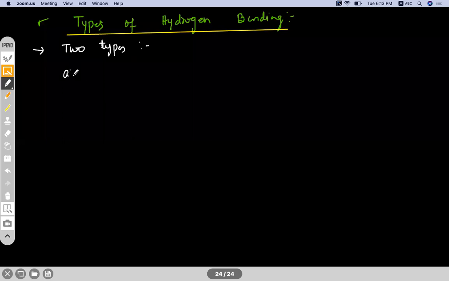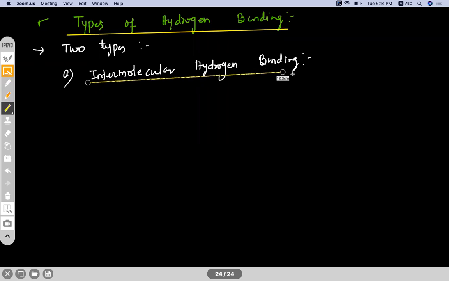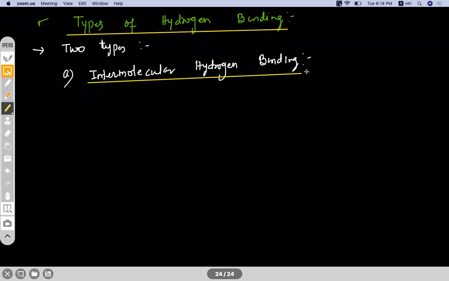The first one is intermolecular hydrogen bonding. If you see the name, it itself suggests that this is the hydrogen bonding between two molecules of same or different type, like H2O and NH3 for example. That is intermolecular hydrogen bonding.